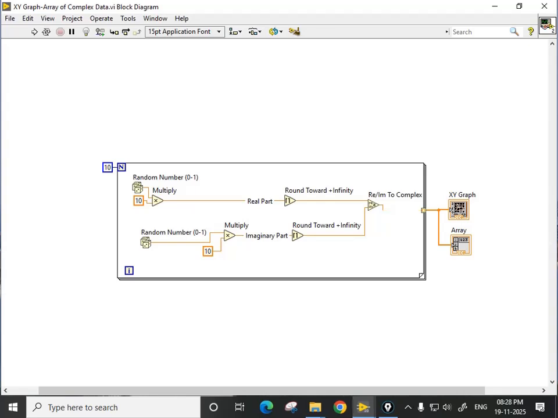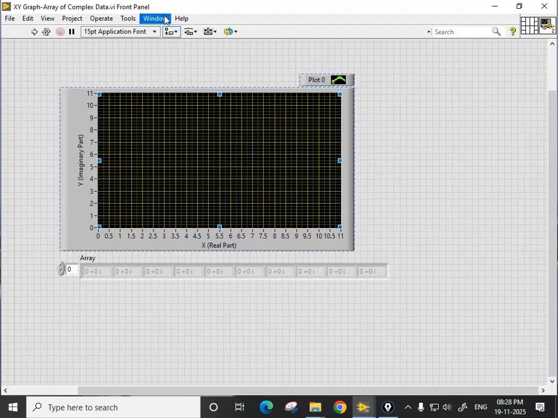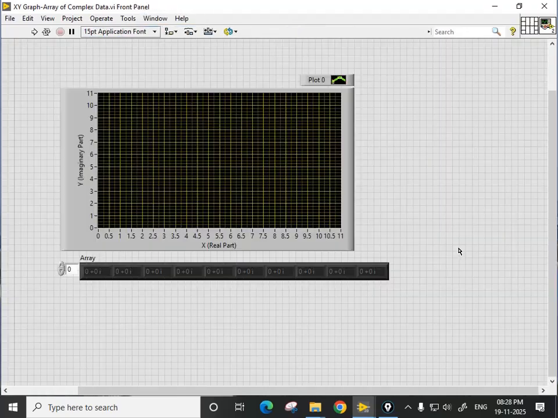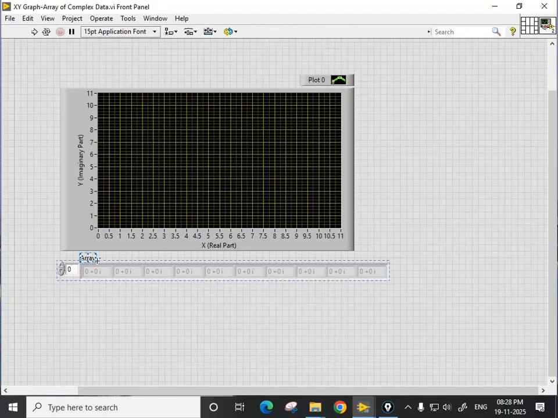So here I have the complex numbers, and then those complex numbers are combined together in an auto-indexing tunnel to form an array, and that array is plotted onto the XY graph, and the same array is collected in the array. So this is an array of complex numbers. So I can write it over here: array of complex numbers.